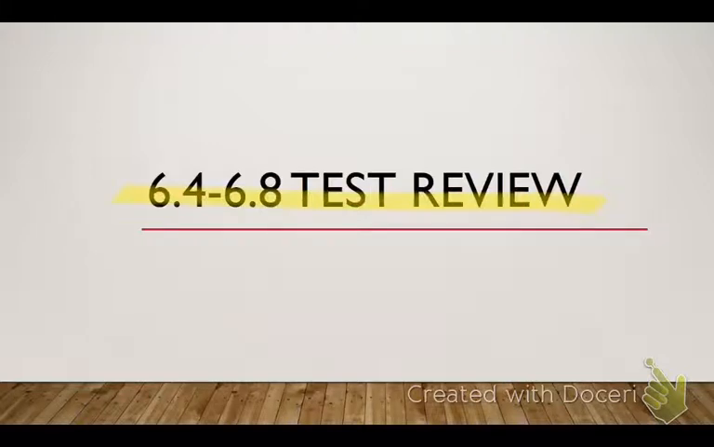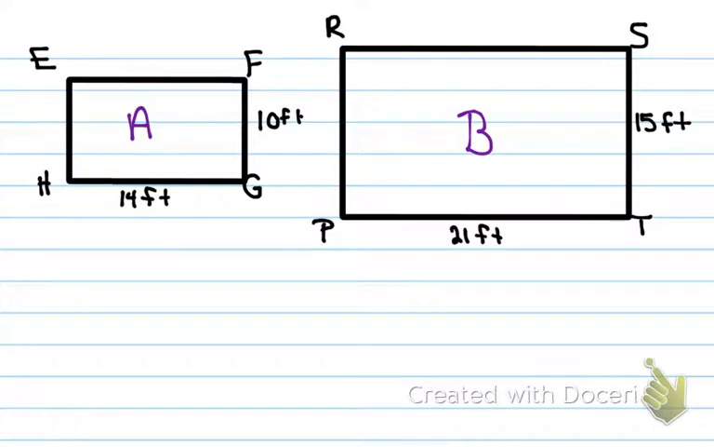The first one is using your corresponding side lengths to find the ratio. So you have figure A to figure B. You can choose any pair. So you say, well, I don't know side EF. Yeah, you do. It's a rectangle. What's the side length? 14. What side EH? 10. Okay, so really you can choose any pair as long as it's corresponding.